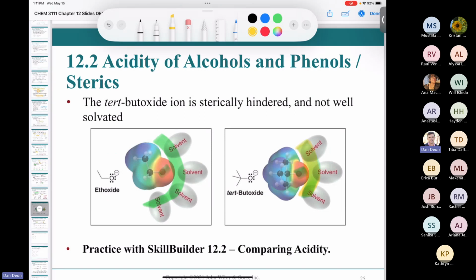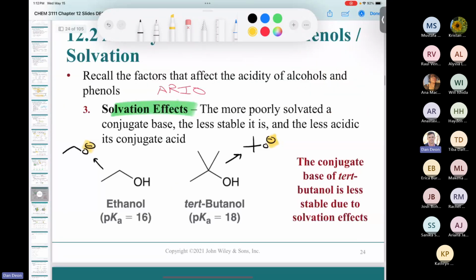When we have ethoxide, we only have a tiny little ethyl group coming off of the oxygen, and so there's more room around it for solvent molecules to stabilize it. And so going back a slide, we call that a solvation effect. Okay, it's a solvation effect.